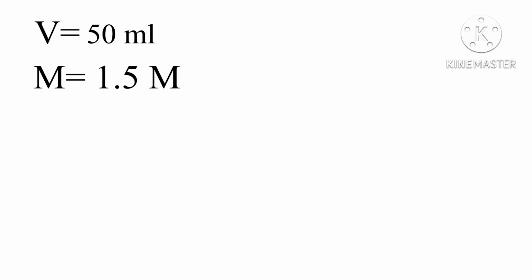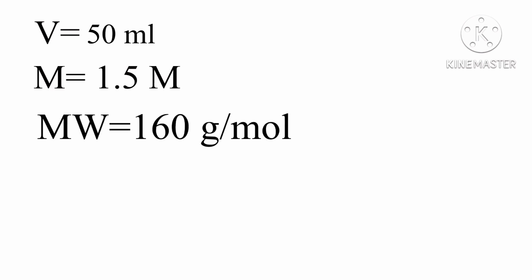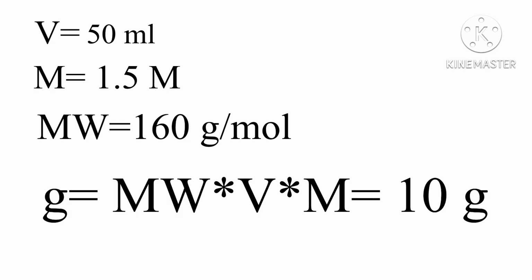To calculate the amount of salt needed for the solution, the volume is 15 milliliters and the molarity is 1.5. The molecular weight of the compound can also be obtained from the periodic table. Now, the mass of the solute is solved from the molarity formula, and it is obtained that the required grams of copper sulfate are approximately 10.